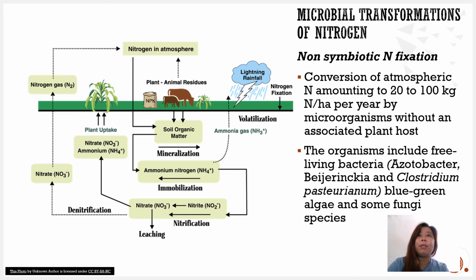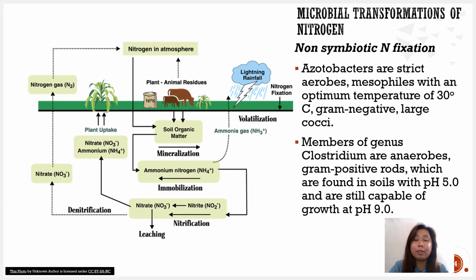We also have what we call non-symbiotic nitrogen fixation. It is the conversion of atmospheric nitrogen amounting to 20 to 100 kilograms nitrogen per hectare per year. That is done by microorganisms without an associated plant host. And the organisms involved are the free-living bacteria such as Azotobacter, Beijerinckia, and Clostridium pasteurianum, and some algae and other species. Azotobacters are strict aerobes.